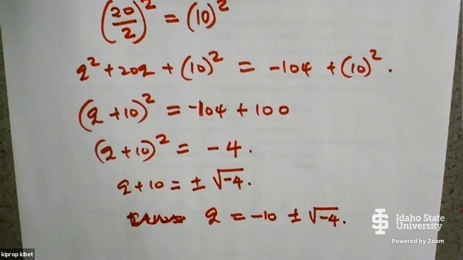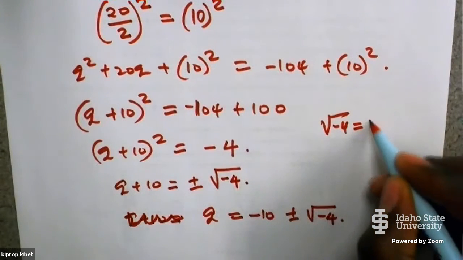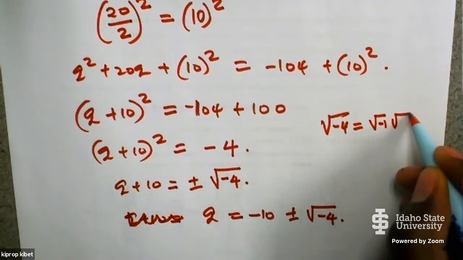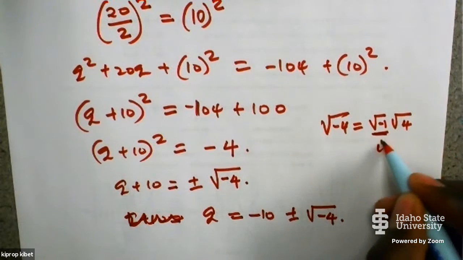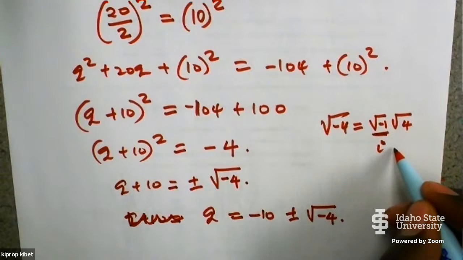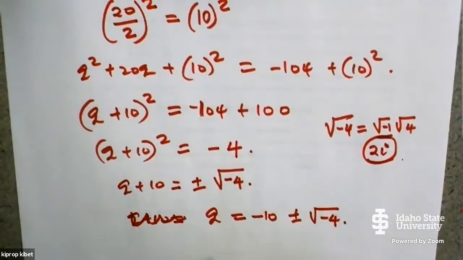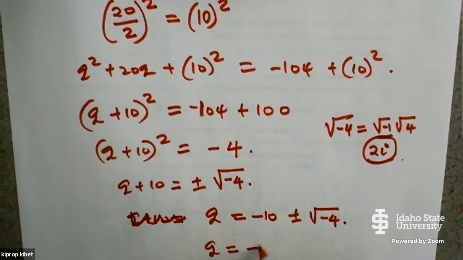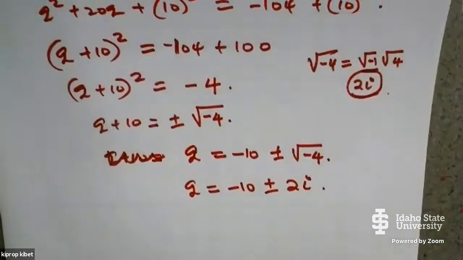Okay, so if you recall, the square root of minus 4 is the same as the square root of minus 1 times the square root of 4. And the square root of minus 1 is i, and the square root of 4 is 2. So it forms 2i. So our q here will be equal to minus 10 plus or minus 2i.